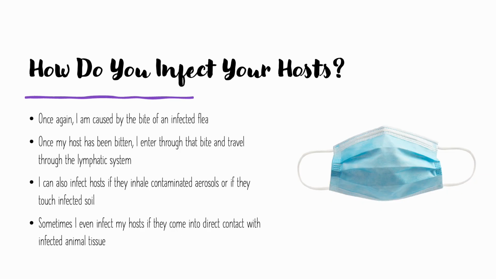How do I infect my host? Once again, I am caused by the bite of an infected flea. Once my host has been bitten, I enter through the bite and travel through the lymphatic system. I can also infect hosts if they inhale contaminated aerosols or if they touch infected soil. Sometimes I even infect my host if they come into direct contact with infected animal tissue.